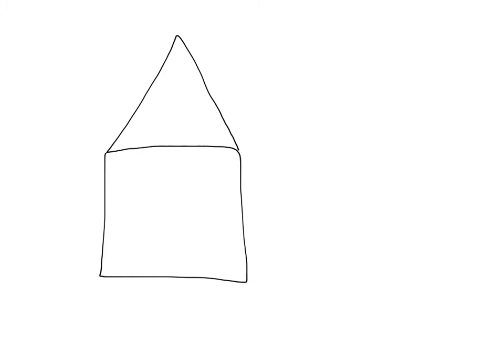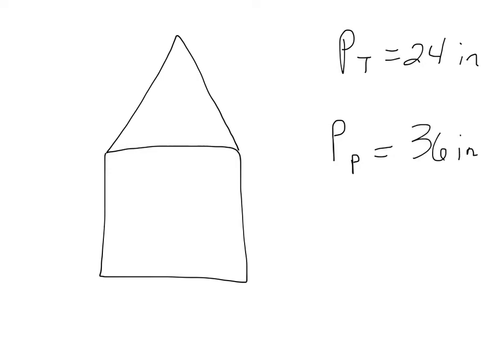If the perimeter of the triangle is 24 inches, so this is what I would be writing down, and the perimeter of the overall 5-sided polygon is 36 inches. I'm going to put perimeter of it's technically a pentagon, right? So P, the perimeter of the pentagon, the overall thing, is 36 inches. Determine what the perimeter of the square is.